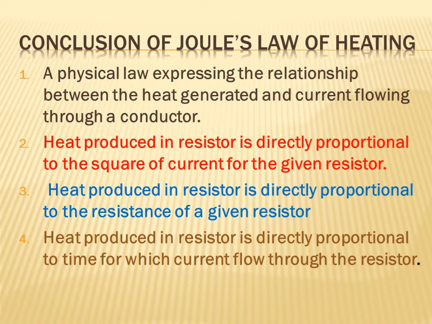So now let's see the conclusion of Joule's law of heating. This is a physical law expressing the relationship between the heat generated and the current flowing through a conductor. Heat produced in the resistor is directly proportional to the square of the current for the given resistor. Next, heat produced is directly proportional to the resistance of the given resistor. And the heat produced is directly proportional to the time for which current flows through the resistor.